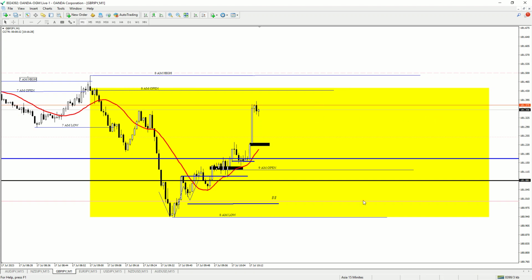Okay, so thank you guys. I believe I showed you a setup all the way into how to enter the trade, and I'll show you the results later. I'll post the results in the community.